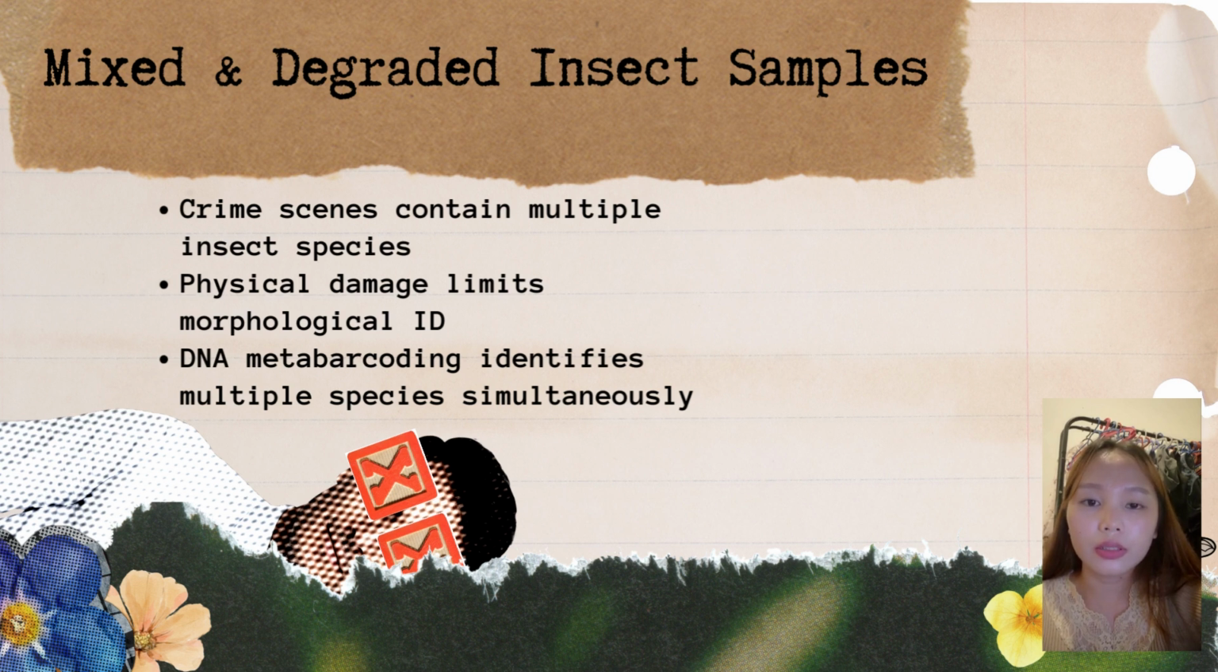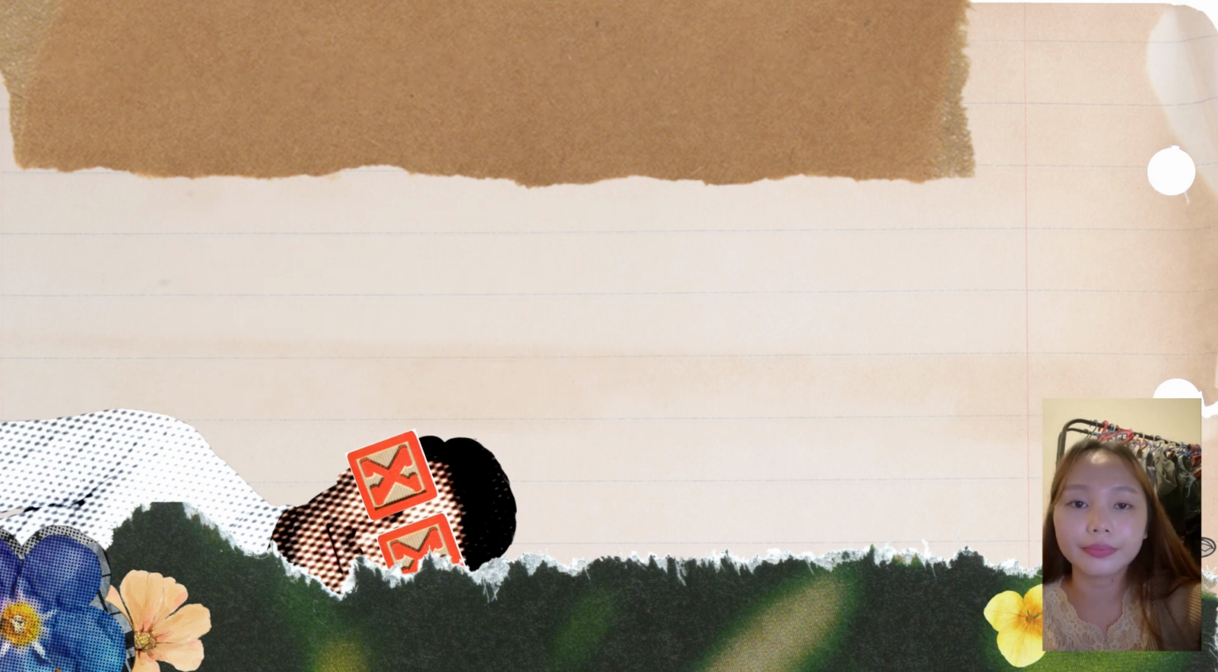Traditional morphological identification becomes extremely difficult under these conditions. Therefore, DNA metabarcoding overcomes these limitations by extracting DNA from the entire mixed sample and identifying all species present simultaneously. This approach improves accuracy, especially when physical characteristics are no longer visible, making it highly valuable for forensic investigations involving decomposed remains.